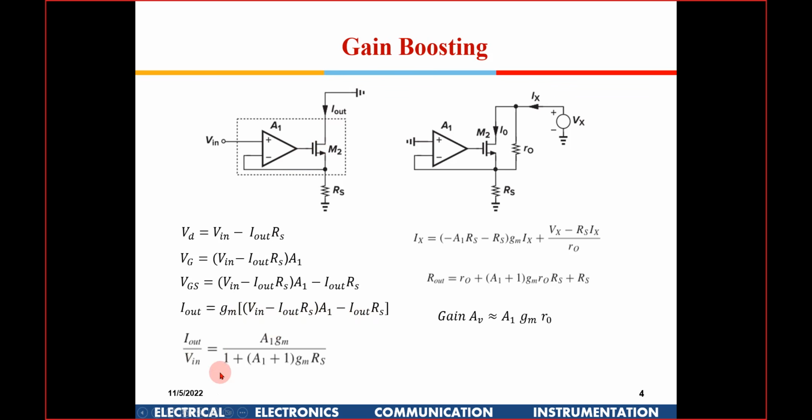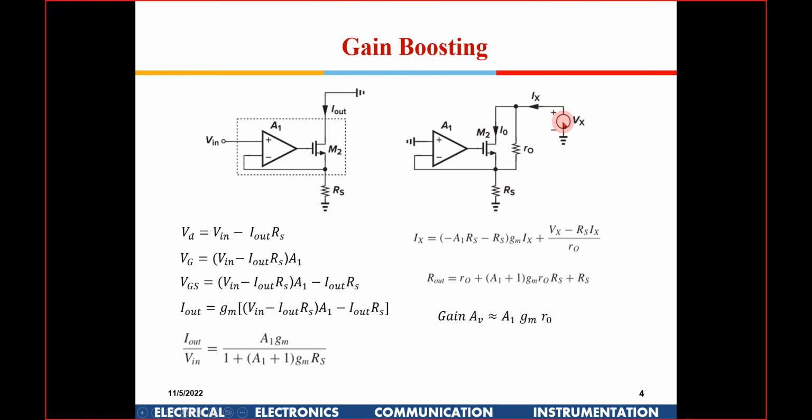Now rearranging these terms, I get I out by V in, that is the capital GM of this whole circuit, to be A1 GM divided by 1 plus A1 GM RS. Okay, so this is one equation which we get, right? Now that is the total GM. Now if I have to find out the total resistance of this circuit, R0, what has happened to R0.